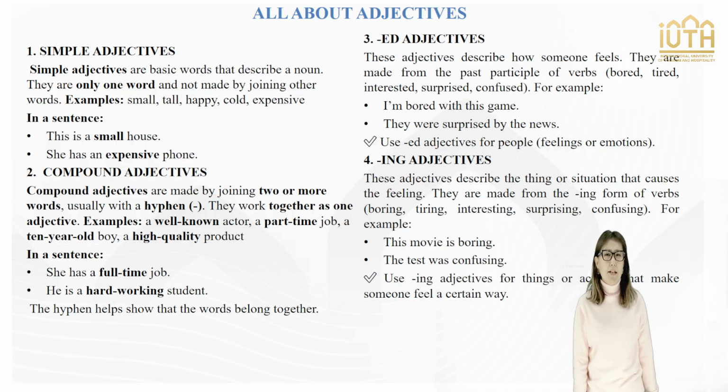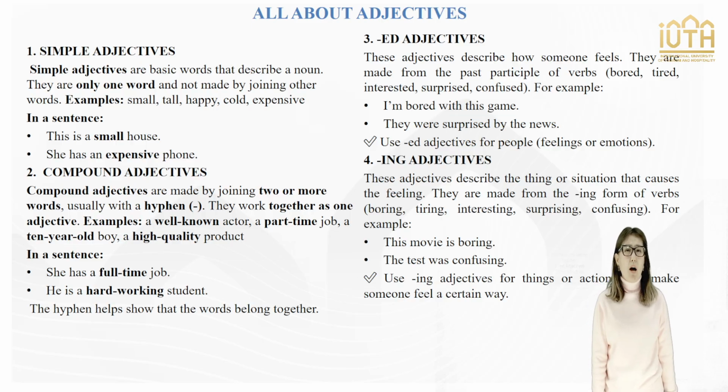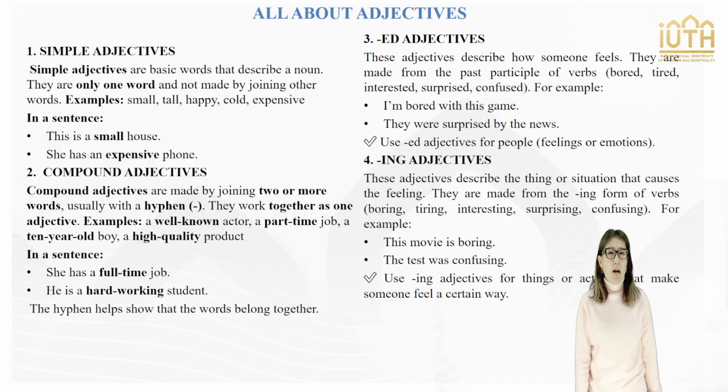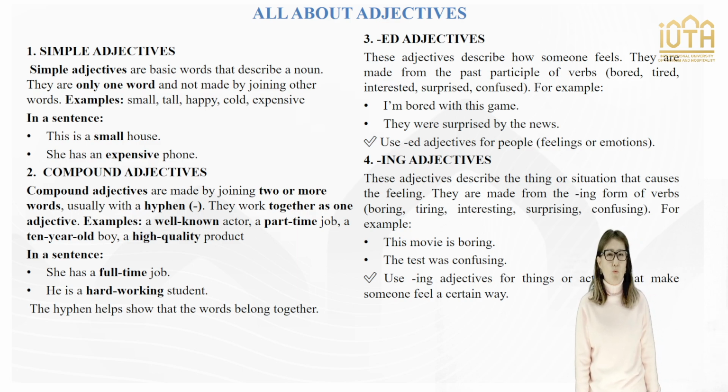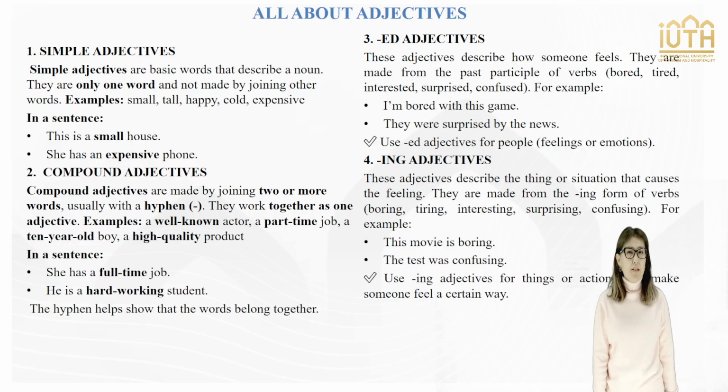Third, ed adjectives. These adjectives describe how someone feels. They are made from the past participle of a verb. Examples: bored, tired, interested, surprised, confused. In the sentence: I'm bored with this game. She was tired after work. They were surprised by the news. Use ed adjectives for people, feelings, or emotions.